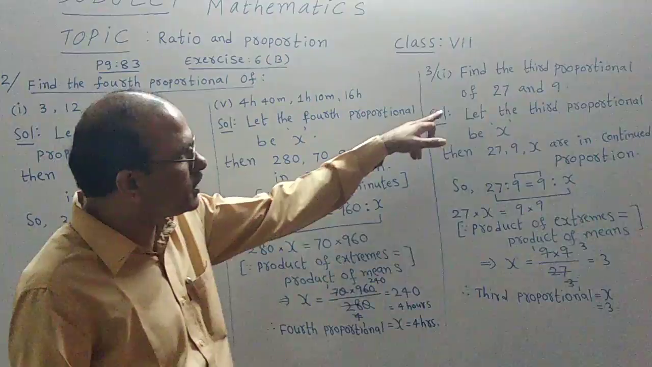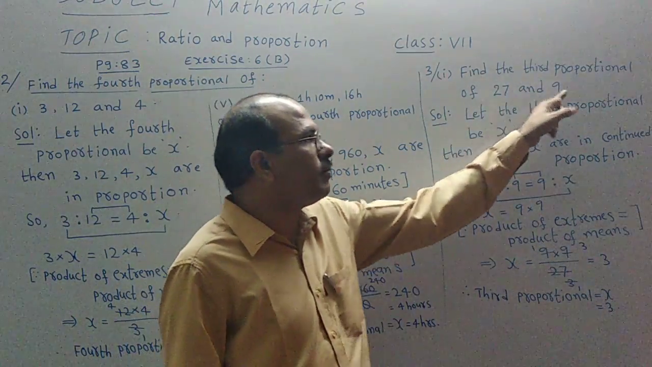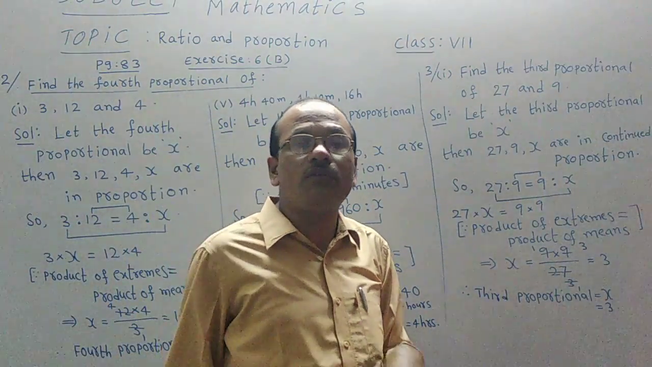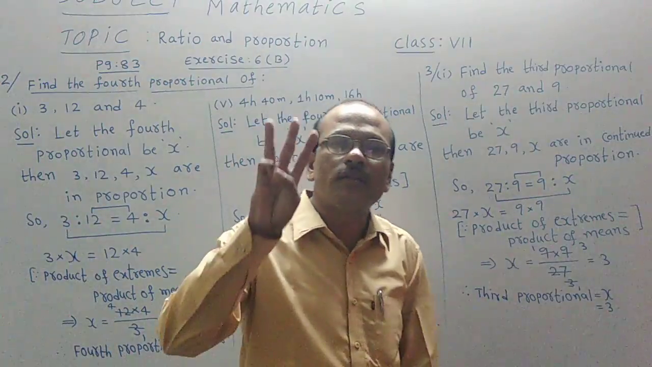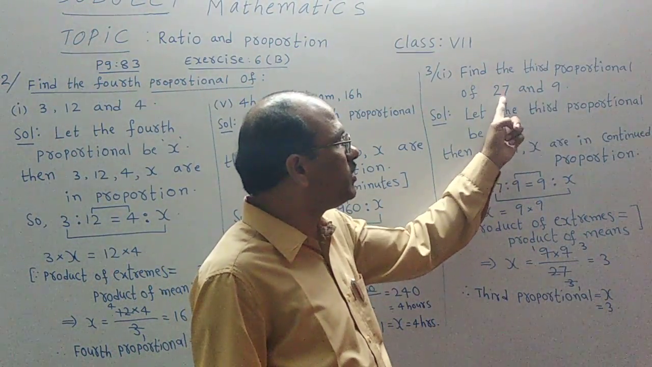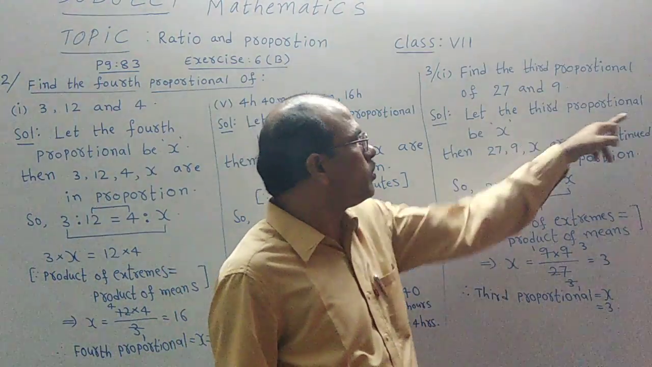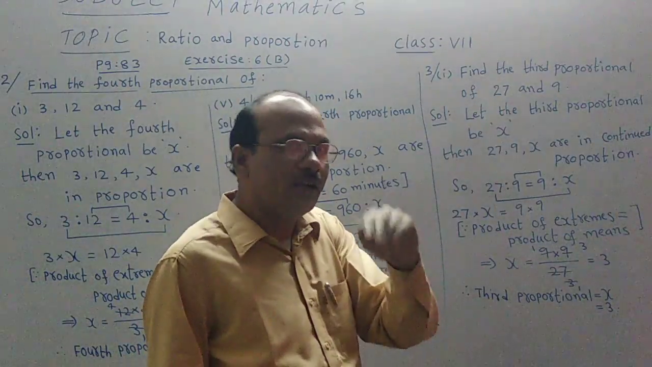In that, what did they say? Find the third proportional of the given numbers. They said third proportional. So far we have discussed fourth proportional. Now we are going to find the third proportional for the numbers given, 27 and 9. Let us see. Let the third proportional be x. Third proportional we are thinking as x.